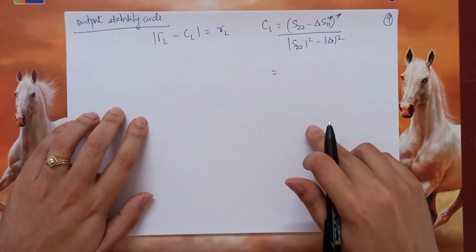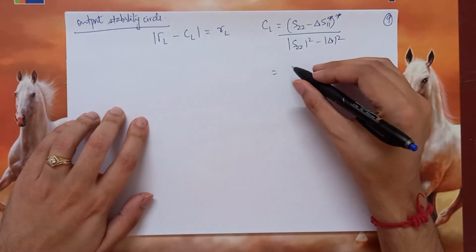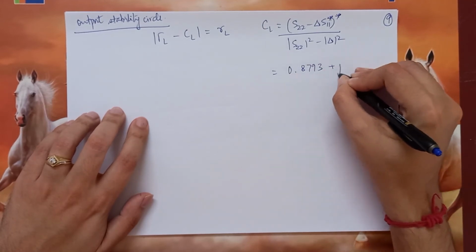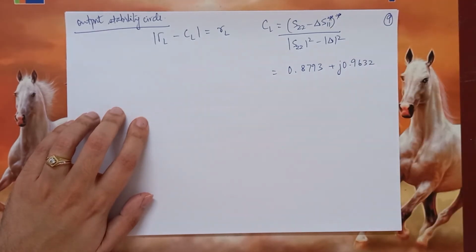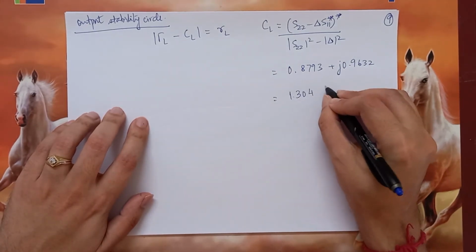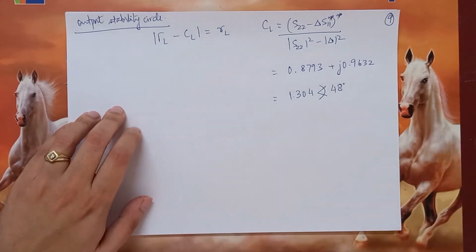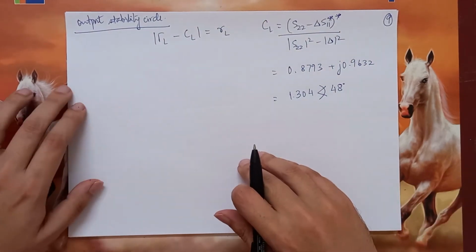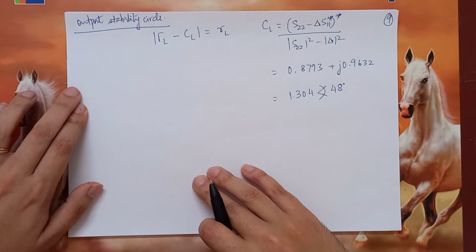So if you substitute the S parameter values, the center that we get is 0.8793 plus J 0.9632. This is in the rectangular or the Cartesian form. In the polar form, it is 1.304 with an angle of 48 degrees roughly. This is the value that I have gotten when I did the calculations. You can check it yourself.